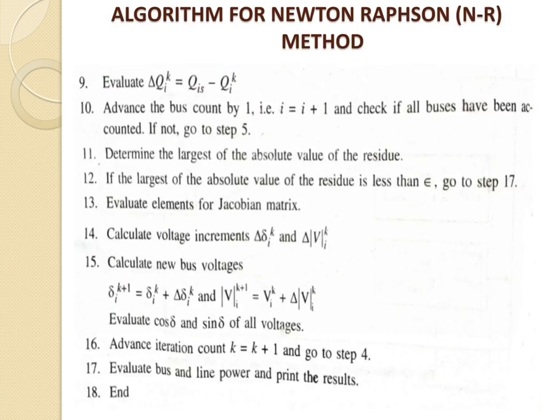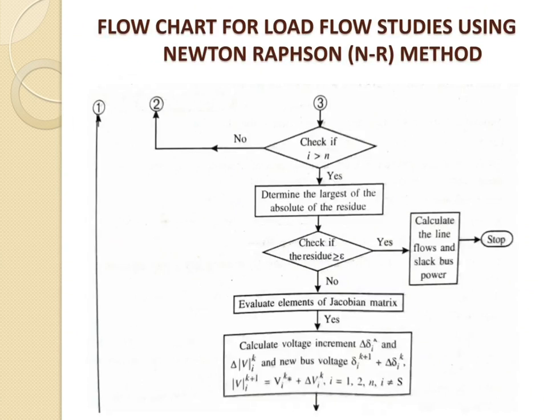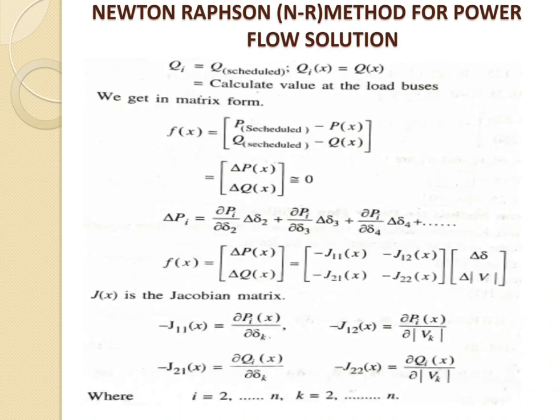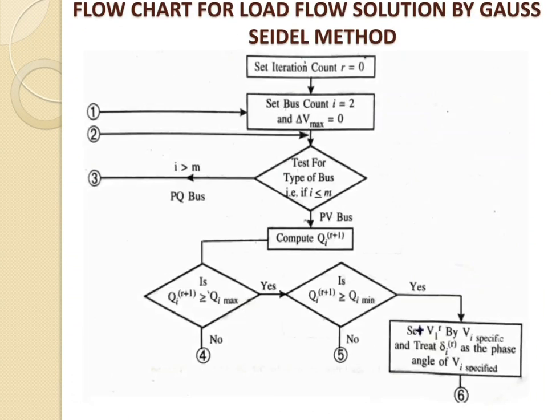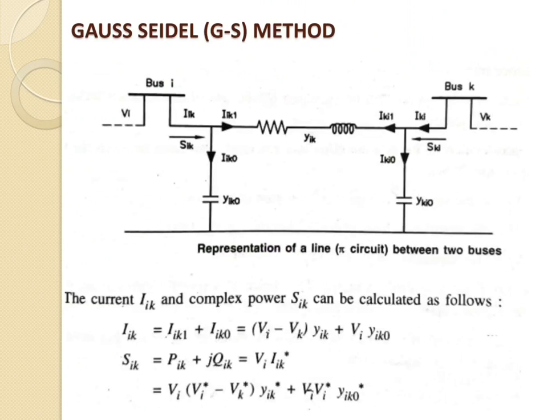YAB0 and YBA0. So we will write the equation IAB equals IAB1 plus IAB0, that is equal to VA minus VB times YAB plus VA times YAB0. This is the figure that we already discussed in terms of the GS method.